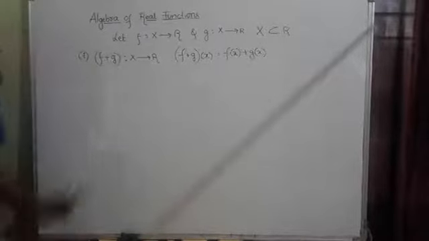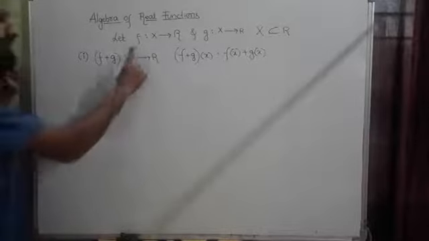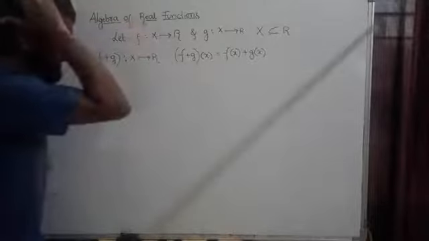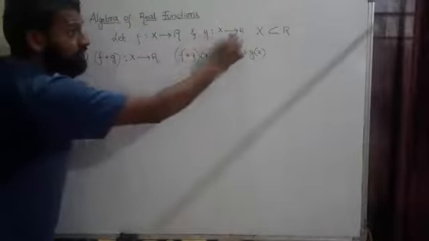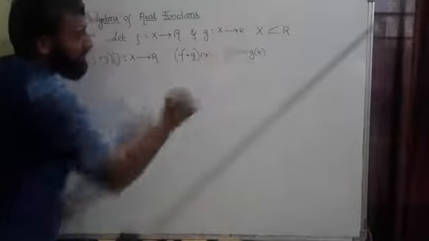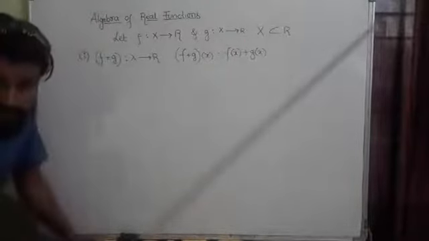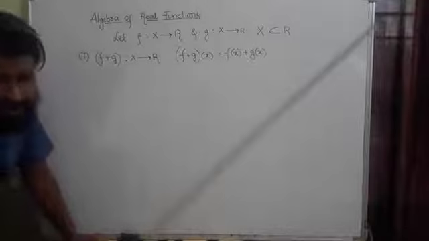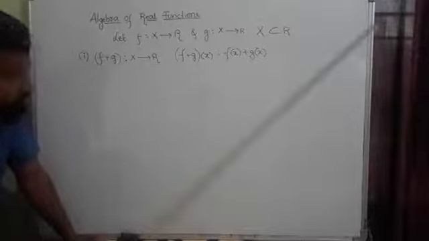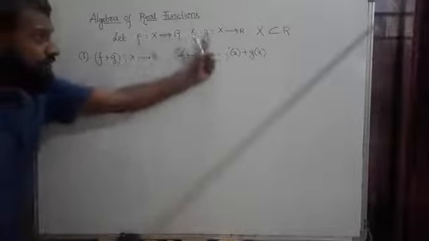Well, let's say I have two functions. One is f from X to the real number set, and g from X to the real number set, where X is a subset of any real number set. And X can be any set, maybe whole numbers, maybe integers, rational numbers, irrational numbers, anything. Okay, so we have two functions f and g.